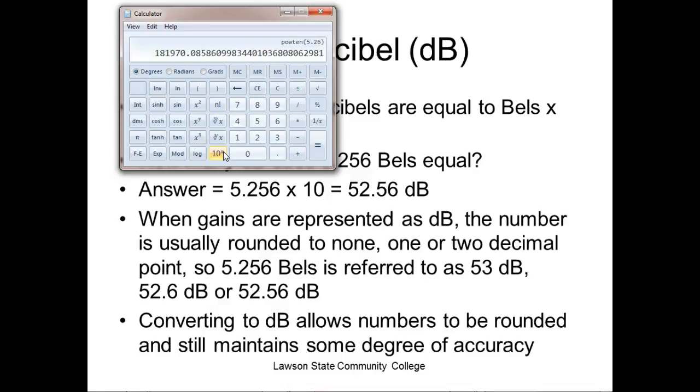Right? You understand that? So a while ago, I could go directly from the log and then back. But now, if I'm using dB, I'm going to have to take my dB and divide it by what? By 10 to get the actual bels.